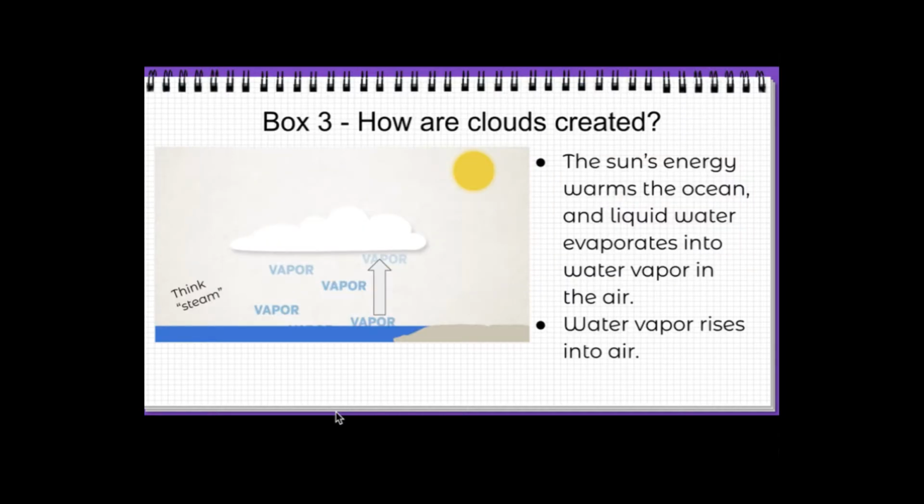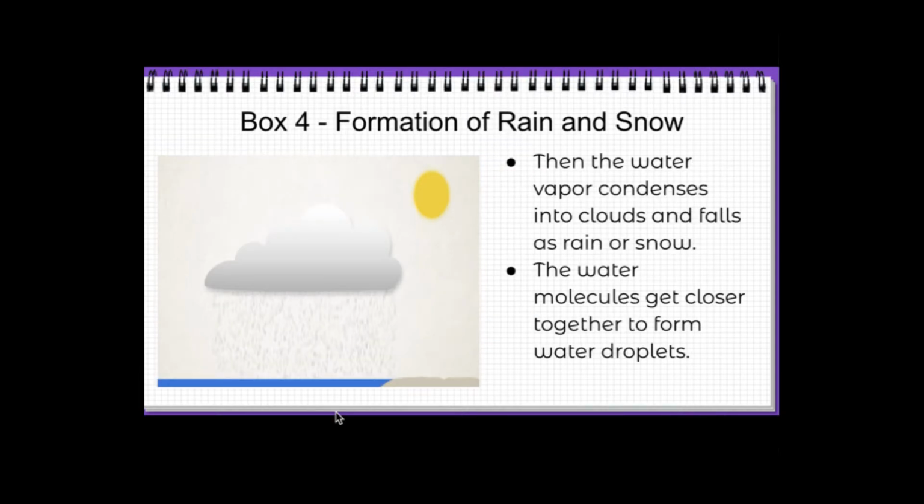Well, how are clouds created? The sun's energy warms the ocean, and liquid water evaporates into water vapor in the air. Water vapor rises into the air. I want you to think about it as steam. Then the water vapor condenses into clouds and falls as rain or snow.